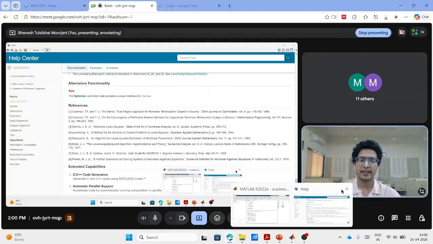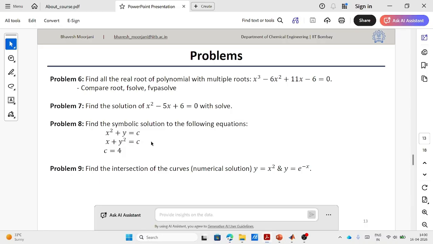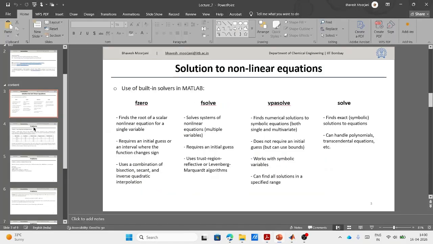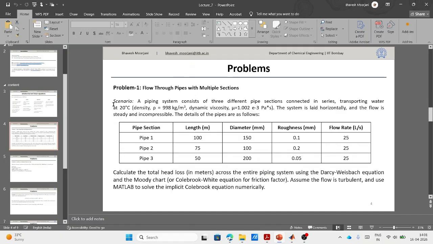Now, with this idea in mind, and the idea of how the different solvers work, let's look at some of the chemical engineering problems where we want to utilize the solver to find the specific solution. The first example is flow through a pipe which has multiple sections.